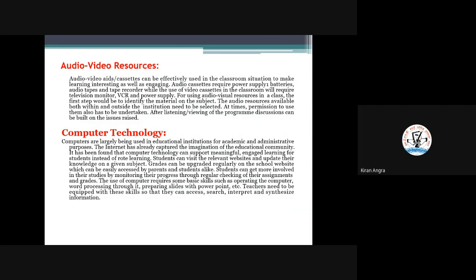Then another technology came into the picture, that is audio video resources. There were cassettes, aids especially used in the classroom situation, interesting for engaging the students. If you use the audio part, you need batteries for your speakers, audio tapes, and tape recorders. If you use video, you require a VCR, television monitor, and power supply.